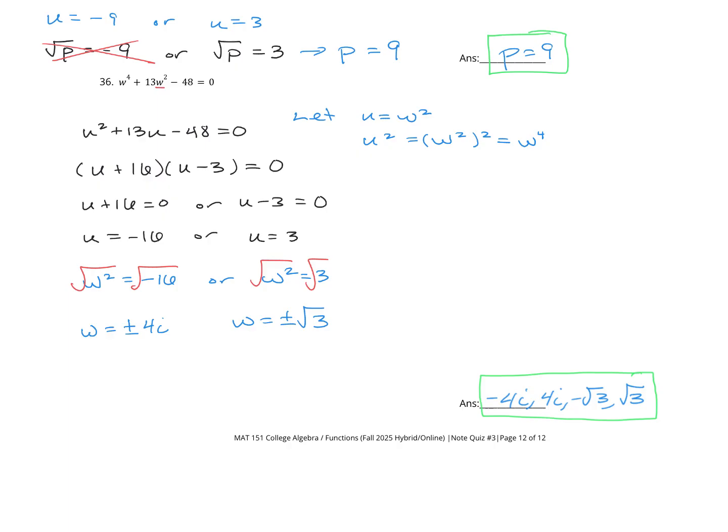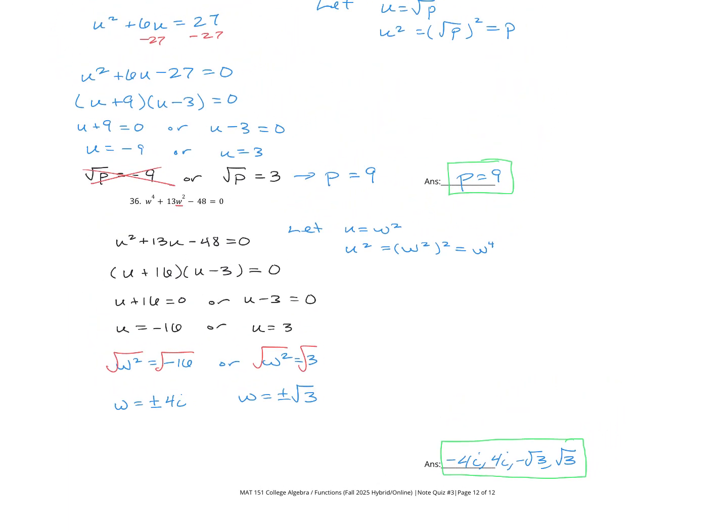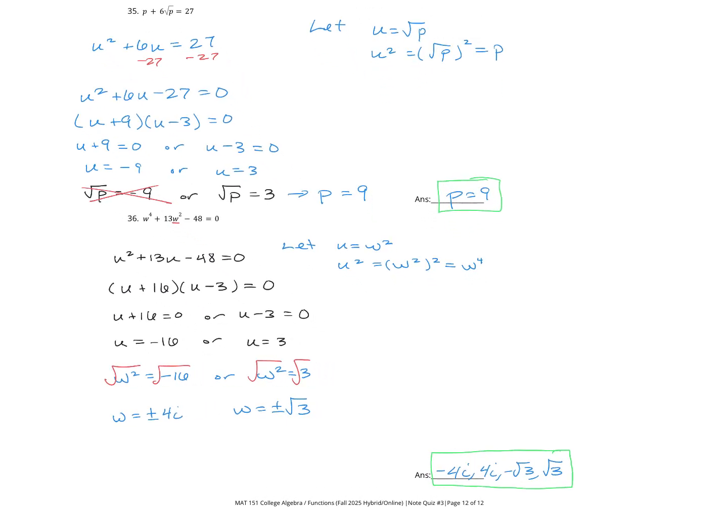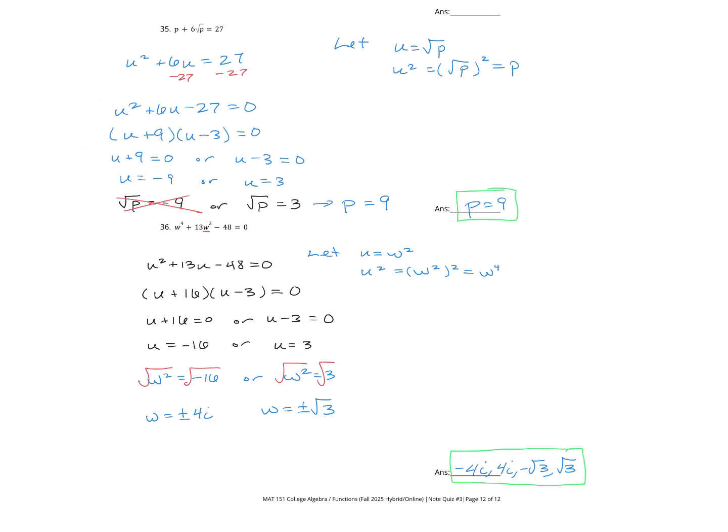So again, for these reducible to quadratics, you always find that middle quantity. Let it be a variable. People commonly pick u's for it. Rewrite it, solve it by factoring or some other method, and then make sure you replace back the original variable and then solve for it. And that should get you to however many solutions you expect, which is sometimes 4, sometimes 1, sometimes 2, you never know.